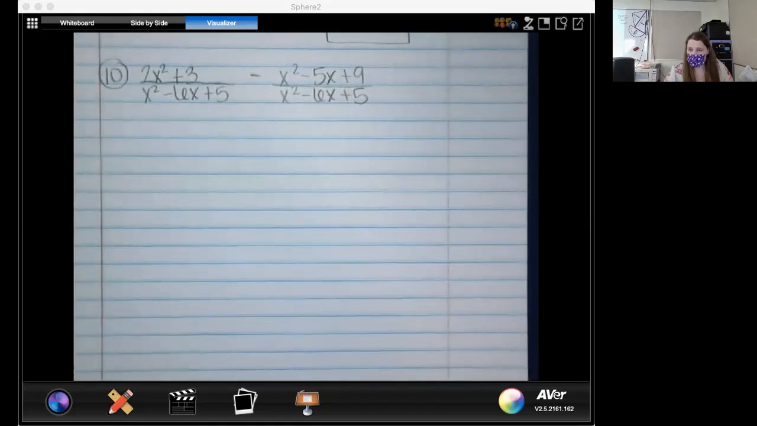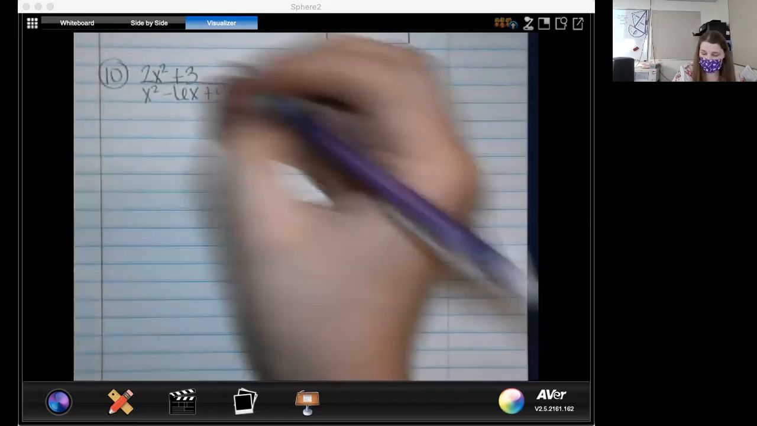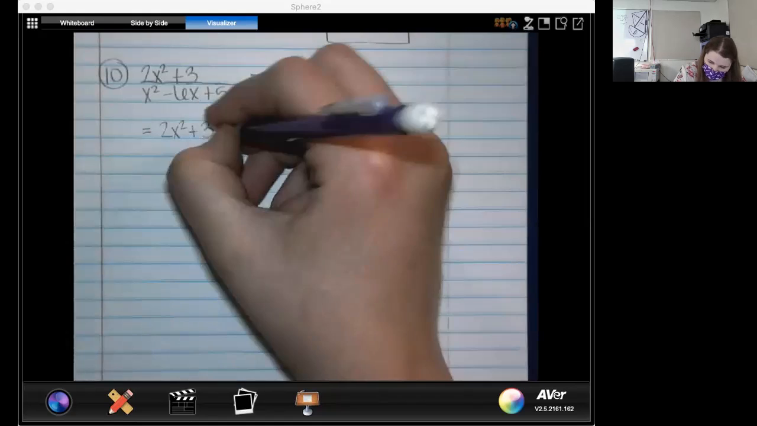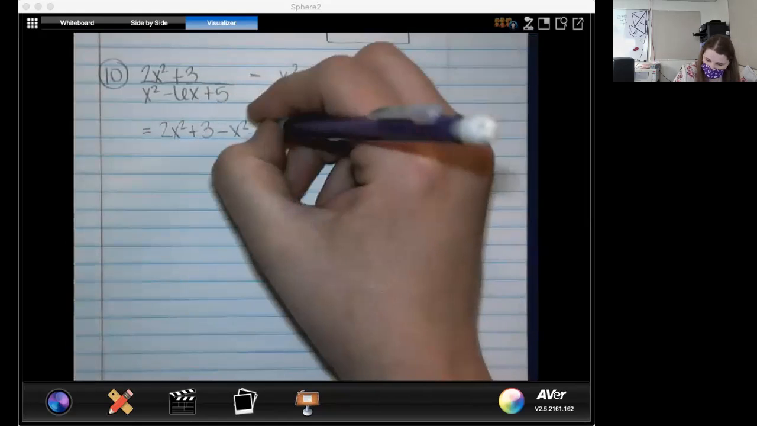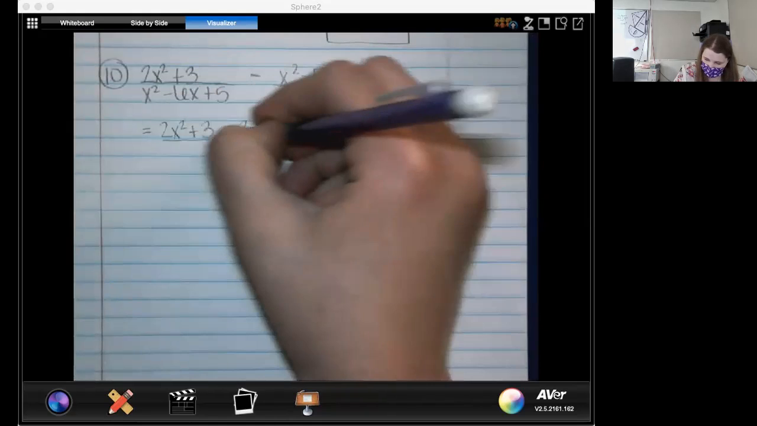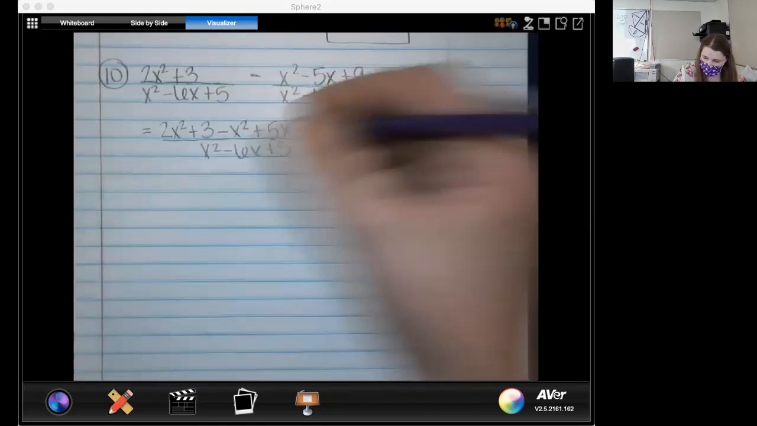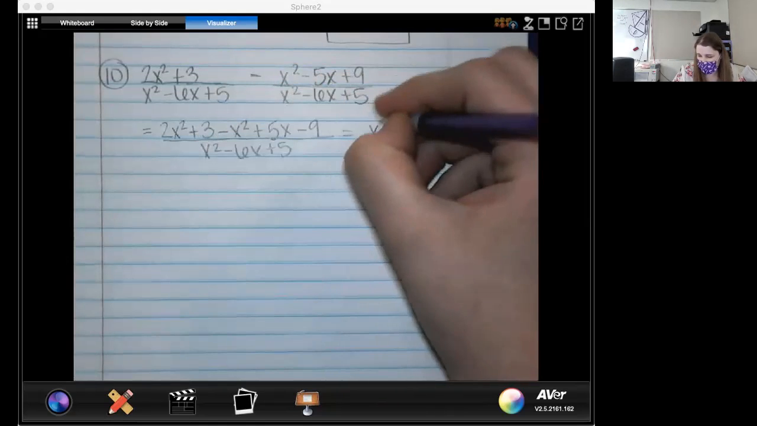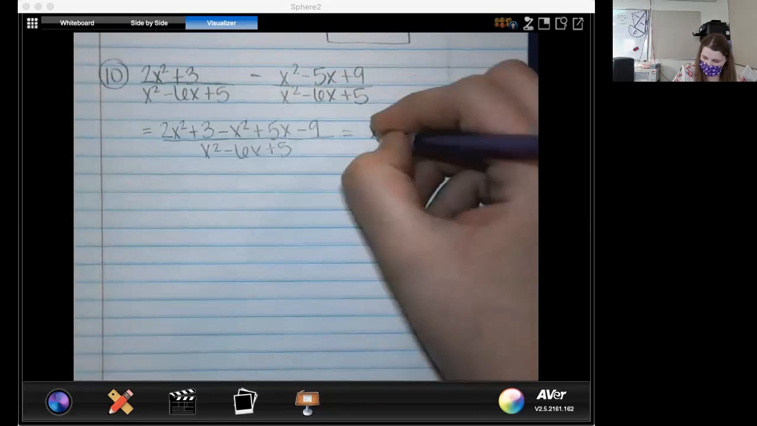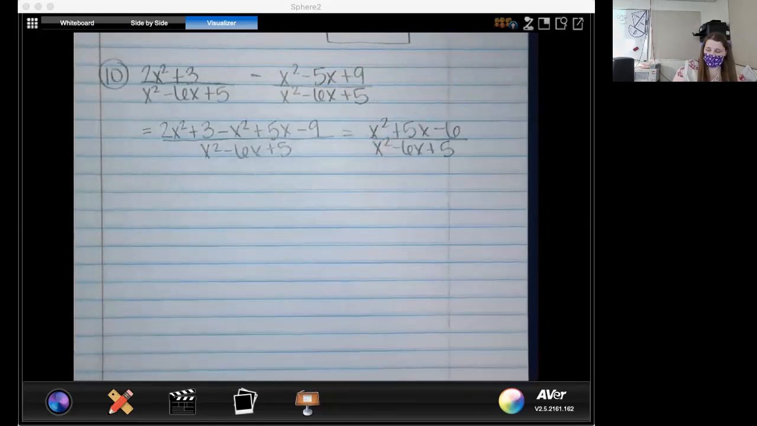Okay, let's look at this problem. So first thing we need to do is distribute that negative. So we get 2x squared plus 3 minus x squared plus 5x minus 9 in the numerator, which combined like terms will leave me with x squared plus 5x minus 6 in the numerator. And we've got to factor.